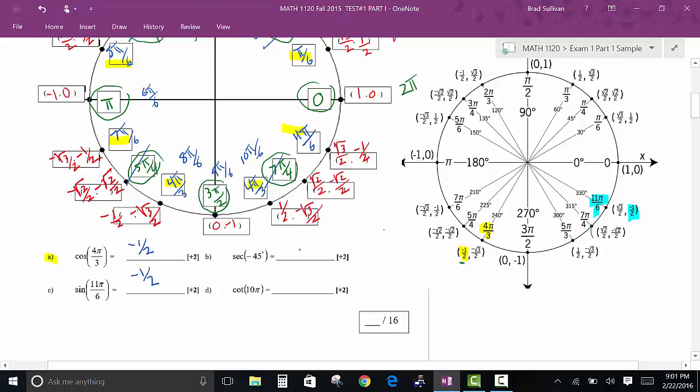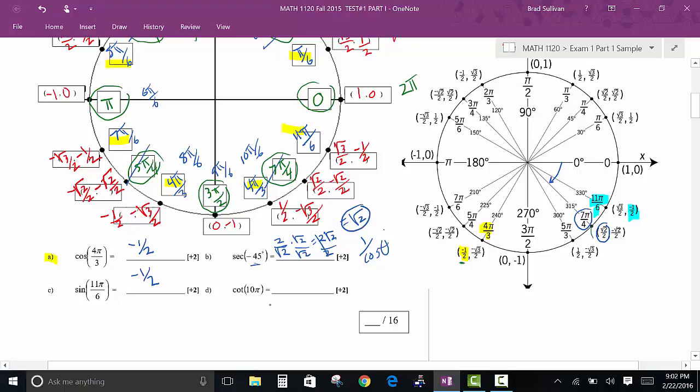Okay? Now if we want to do the secant, it is the reciprocal of the cosine. So one thing you can do on this is, first of all, look at your -45 angle. That's a clockwise angle, so it would go there. So you're actually looking at this point right here. So that means the cosine is the x value. So that means the secant is the reciprocal of that. So that's 2 over √2. Then you can rationalize that denominator like this to get 2√2 over 2. That crosses out. So the answer to that problem is square root of 2.